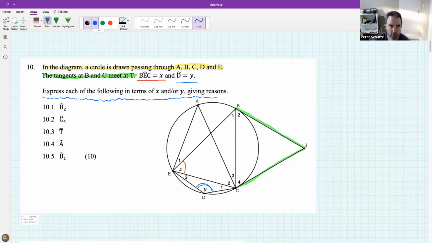So what this first part asks us is to find what B2 is in terms of X or Y or both. So we have to write this in terms of these angles. I want to let you loose and see what you can do on finding these first two. See if you can find me B2 and C4 in terms of X.